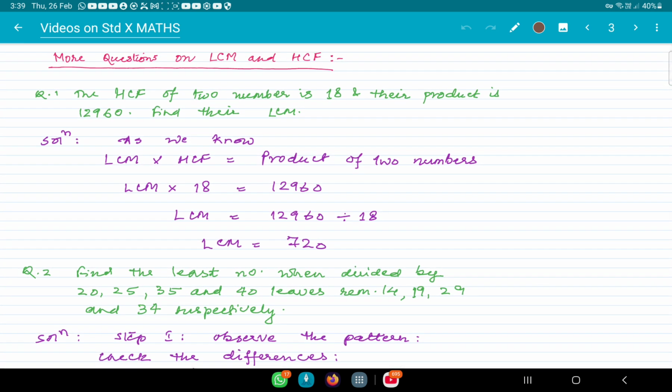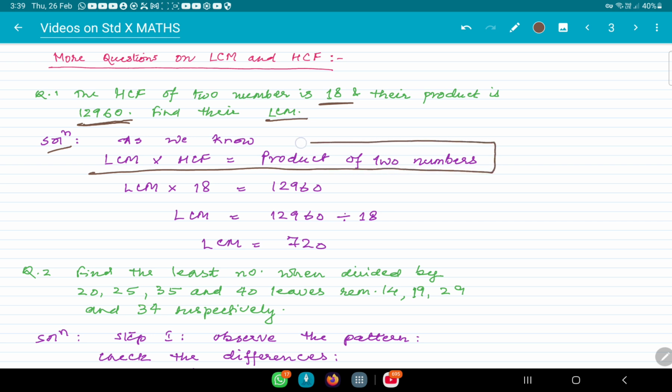So question number 1 says that the HCF of two numbers is 18 and their product is 12960. Find their LCM. So in the solution, first what you will write? You will write its formula. So what will be its formula? LCM into HCF is equal to the product of two numbers.